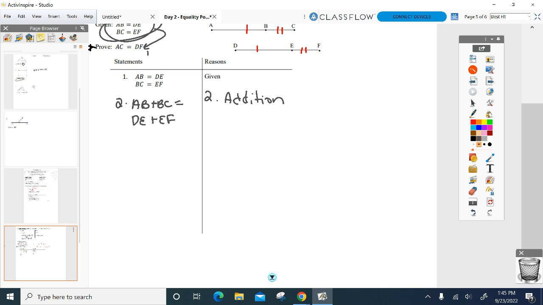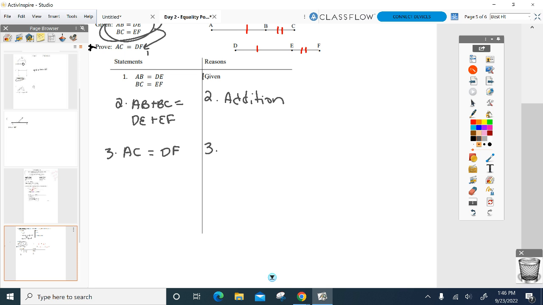Notice how everything stays organized. Step 1 stays with reason 1. Statement 2 stays with reason 2. Is that my proof statement, though? So I'm not done. I need to somehow connect it to my proof statement. Here's how we're going to connect it. What is the same thing as saying AB plus BC? What could I plug in for that instead? AB plus BC is the same thing as me writing what there? Agreed? That's the same thing. I'm not changing a thing, I'm just writing it a different way. AC. And what's the same thing as if I had DE plus EF? If I wrote DF.